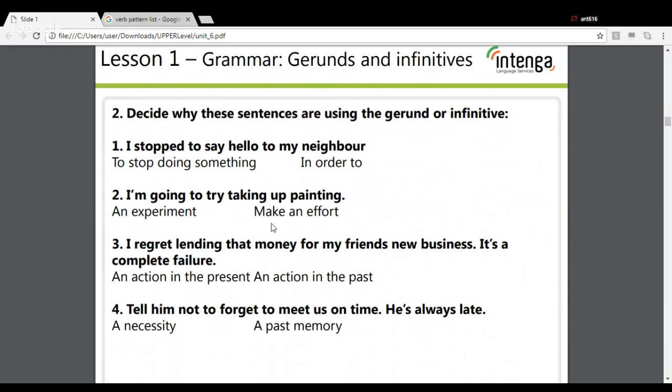I'm actually going to say I think it's an experiment. Experiment. Okay. Because make an effort is with the 2. I'm going to try to take up painting is make an effort. You're going to look for time to paint.